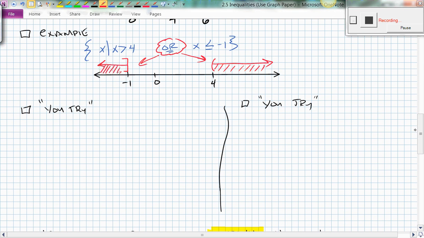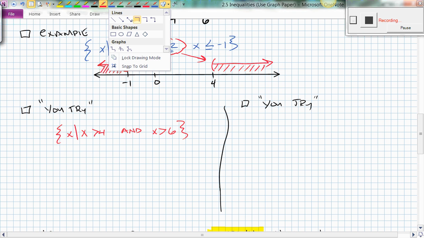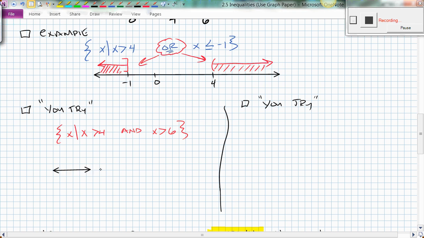Okay, so I'll set up a you try, so hopefully you can pause this and then try it on your own. So here's what you would get, right? Let me give you this one. Graph the set all x such that x is greater than 4 and x that's greater than 6. Okay, so go ahead and pause this and see if you can actually get the answer. Okay, and I'll work it for you right here. So let's see here. I'd have a 0, and then I'd have 4, and then of course I'd have 6.